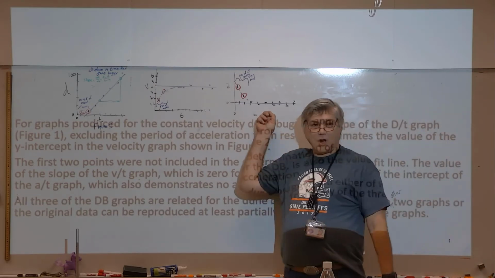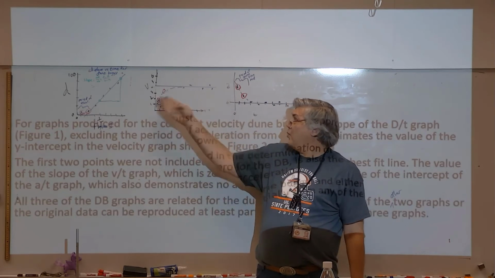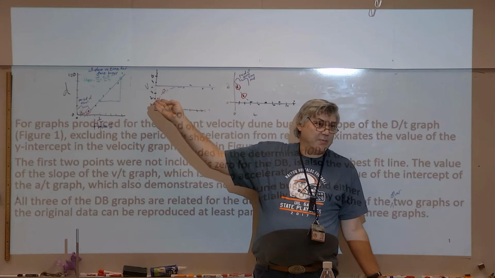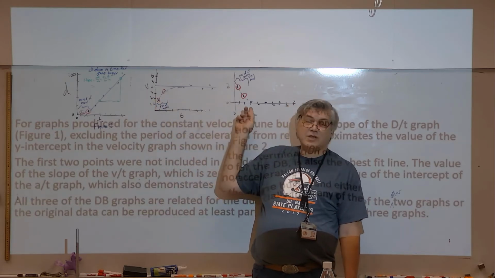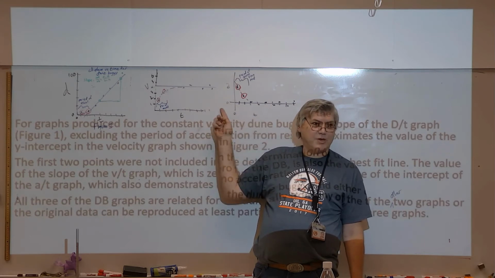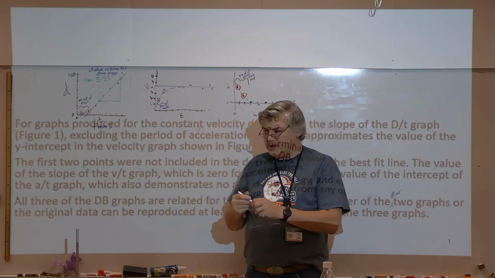How do I find the slope for this? Okay, so this one, what is the slope for this? It's 0, isn't it? Pretty close to 0. So what is the value of the intercept of this graph? It's pretty much 0, right? Right.